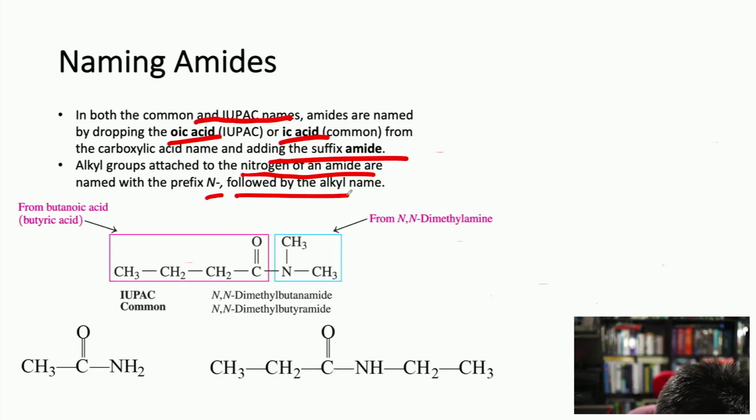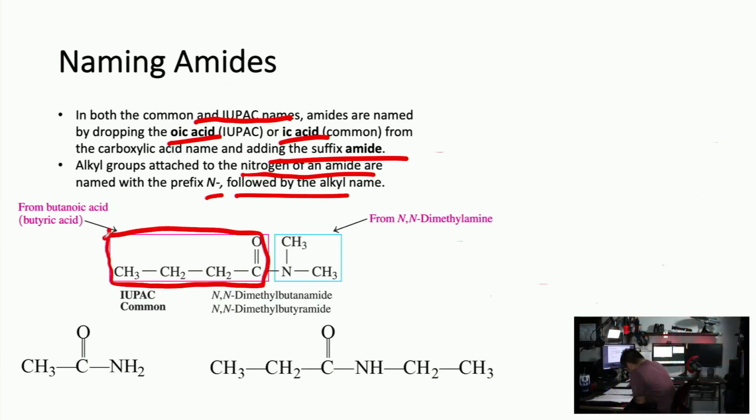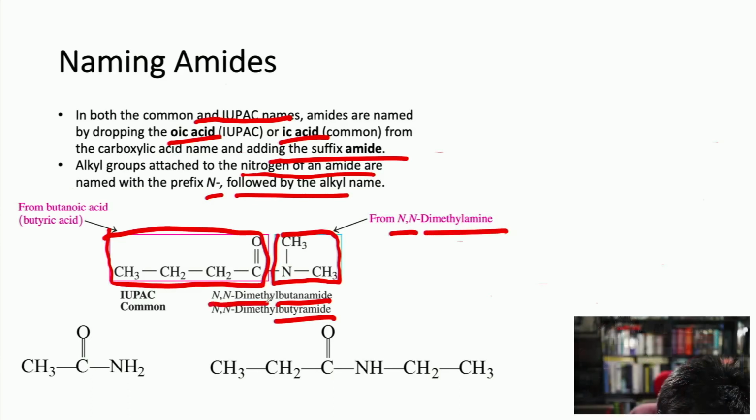Anyway, so here we go. We have butanoic acid or butyric acid right here, right? So that gives us the last part of the name. And then we have here the dimethylamine part, and both methyls are connected to the single nitrogen there, right? So that's why it's called N,N. That tells you there's two methyls that are connected to the nitrogen, N,N-dimethylamine, right? Combine it all together and we get N,N-dimethylbutanamide or N,N-dimethylbutyramide, right?